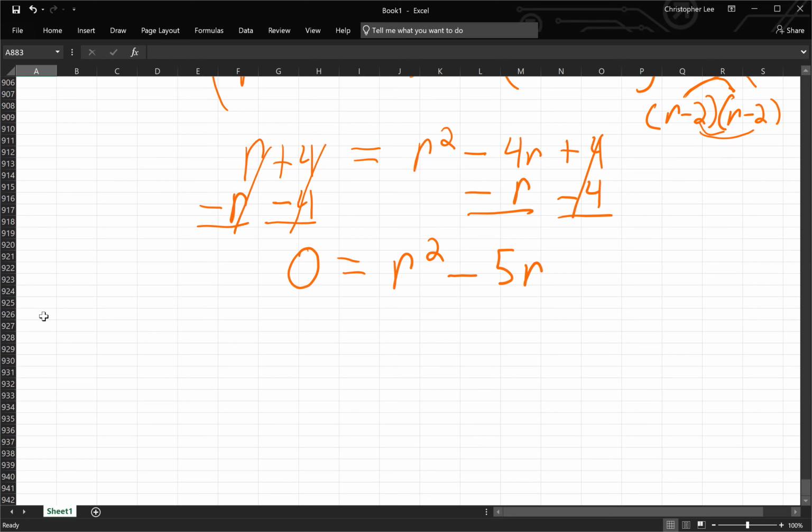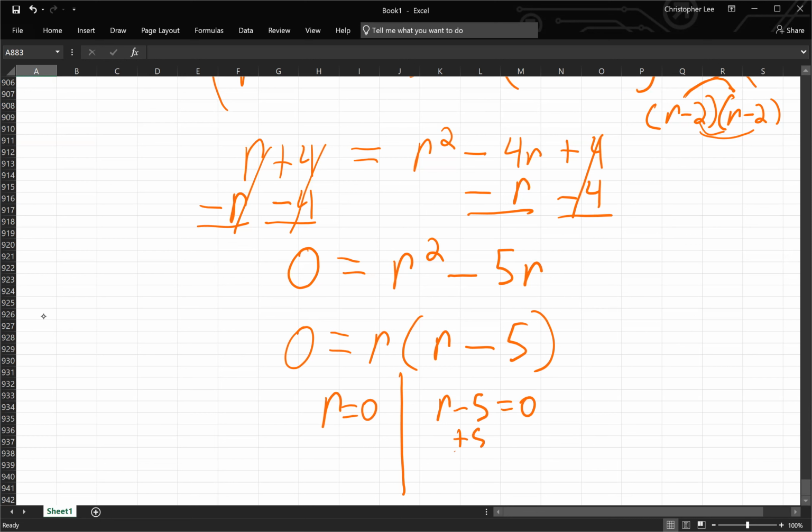What do I do when I have r squared minus 5r? We could factor it, right? So r squared minus 5r equals 0. I want to solve for r. I could factor that, right? Take out r. So we have 0 is equal to r times r minus 5. And you set both of them equal to 0. We have r is equal to 0, and then r minus 5 is equal to 0. I'm going to add 5 to both sides. What you do to one side, you do to the other. So I have r is equal to 5. So I have two answers: r equals 0 and r equals 5.